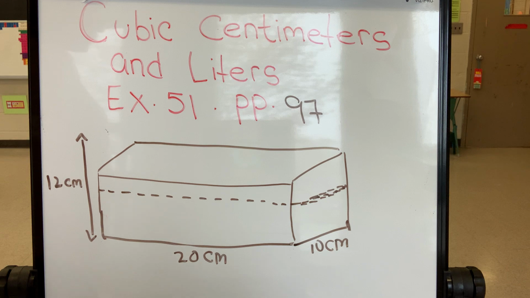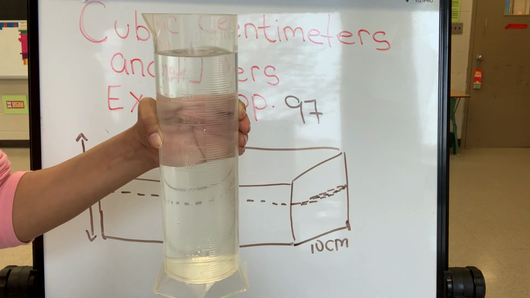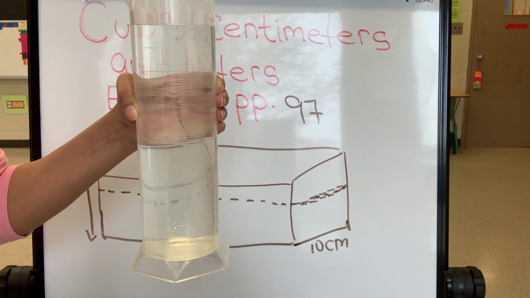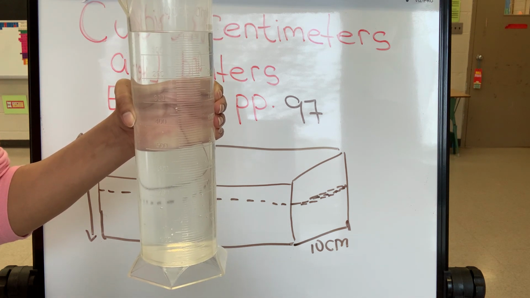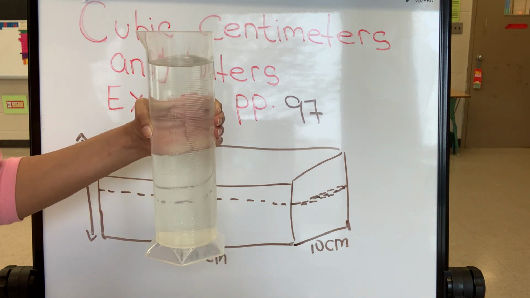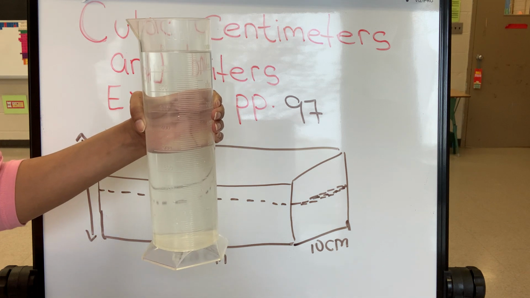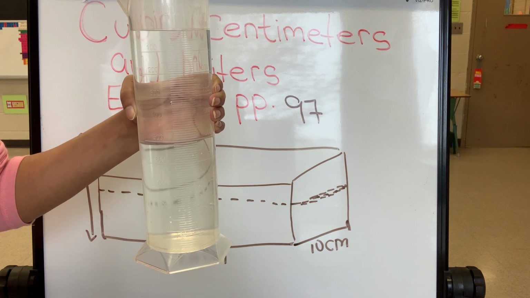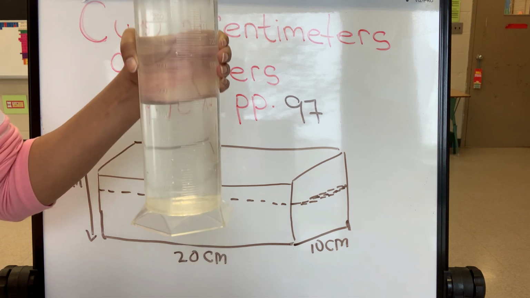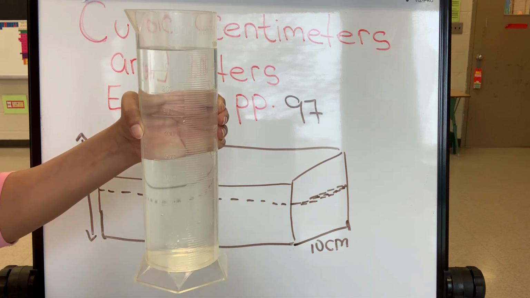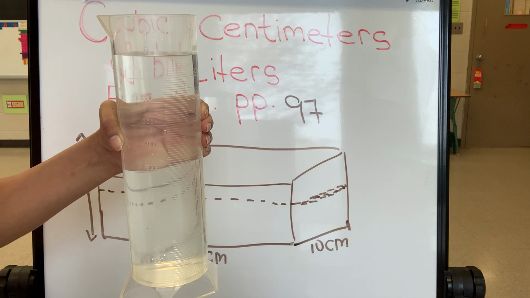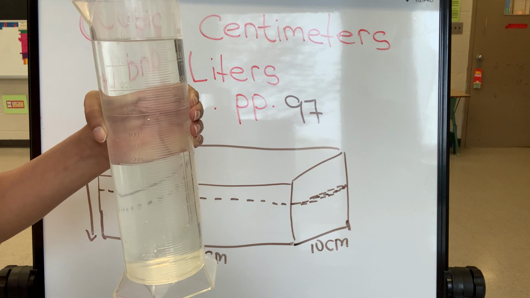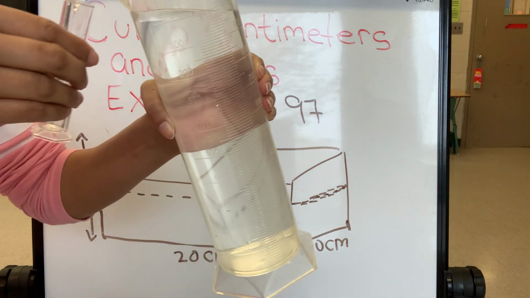Okay? Now, how much water is in this? How many milliliters do you think? You've seen this in our classroom before. How much water is in this? How many milliliters? So there are 1,000 milliliters in this, which means it is 1 liter, right? It's 1 liter. Now I'm going to show you what 1 milliliter looks like.